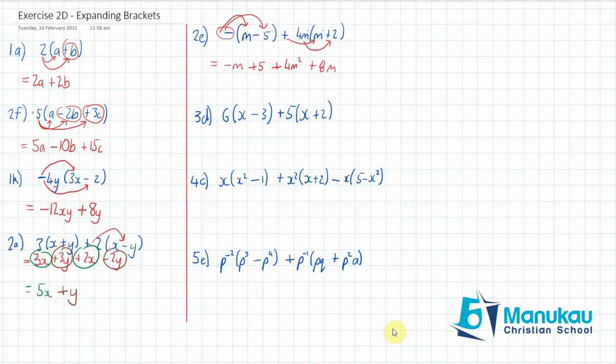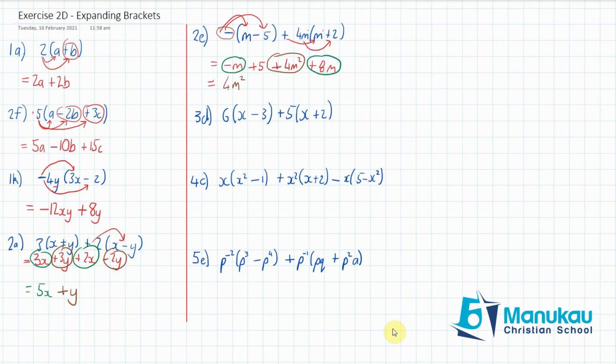Now when we sort this all out, we gather our like terms again. So start with your highest power. So this is going to be 4m squared. And I'm not going to write the plus in front of it because I'm putting this first, so you don't need to if you put it first. Then I'm going to gather my m terms.